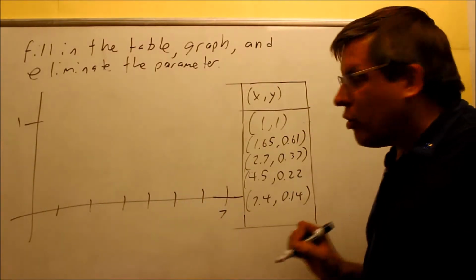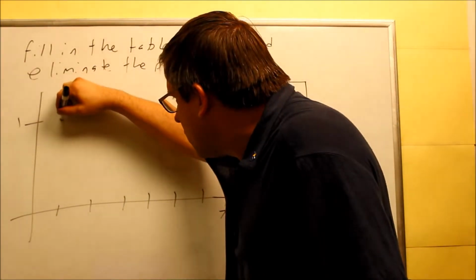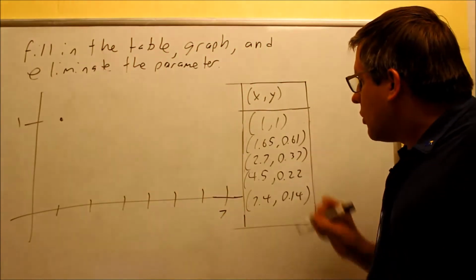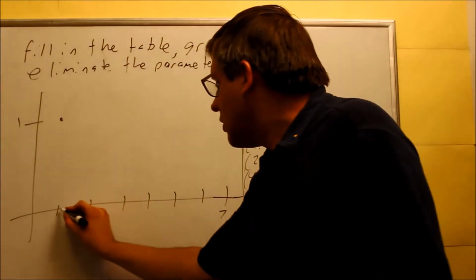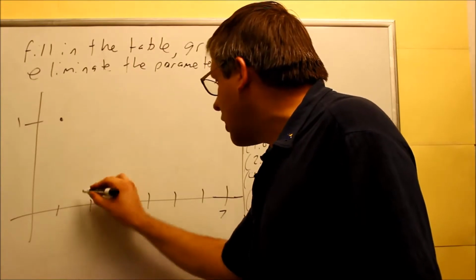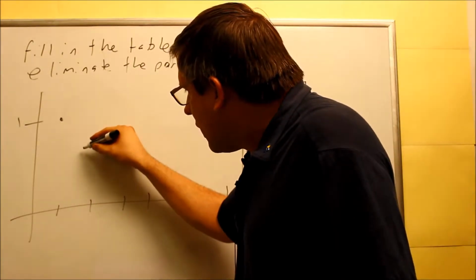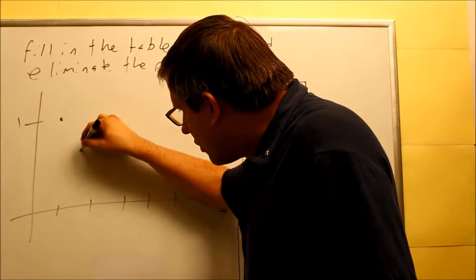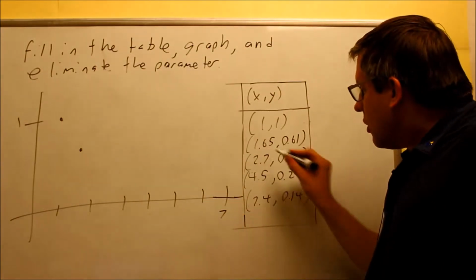Now let's go ahead and plot the points. So you have 1, 1. So 1, 1 is right here. Next, 1.65. So a little bit more than a half, 1.5 there, and then 0.61 would be probably about right here. And we're just going to be estimating that.